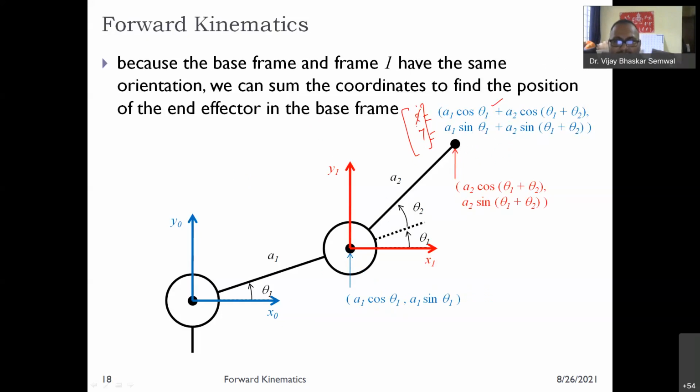In inverse kinematics, what is happening? We have values x and y, a1, a2 is known, but theta 1, theta 2 are unknown. So you can represent in the form of a matrix also. Cos theta 1.